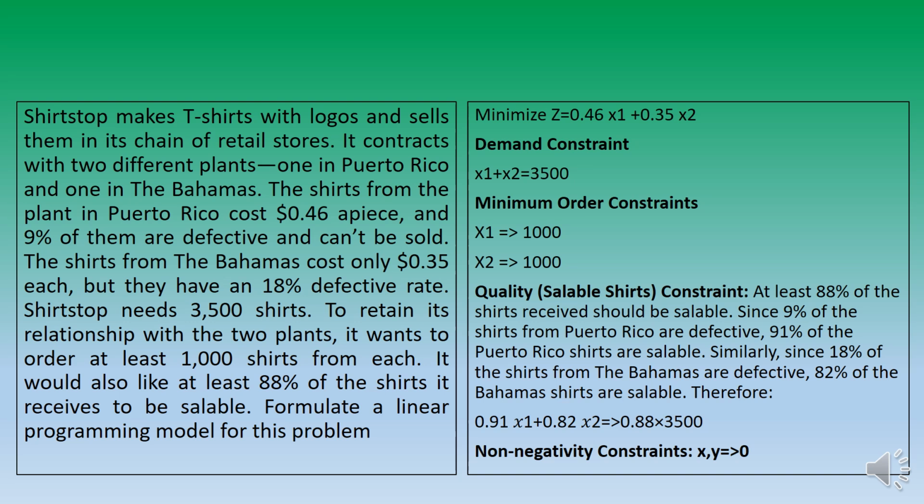Since the cost is given, the cost minimization function is there. You see, Puerto Rico is 0.46 a piece and the Bahamas is 0.35. So the cost is less, though they are making more defects. The cost minimization function would be here. You have to find x1 and x2, the quantity you will be ordering from Puerto Rico and the quantity you will be ordering from the Bahamas. Thank you very much.